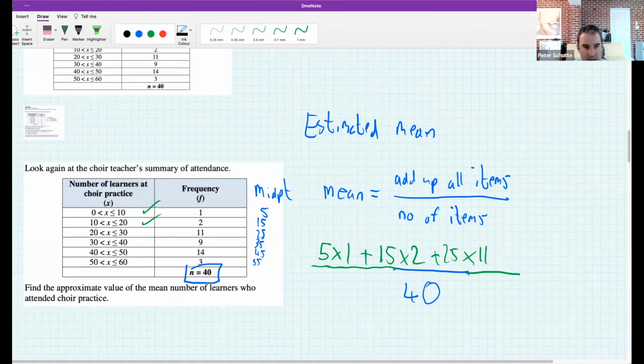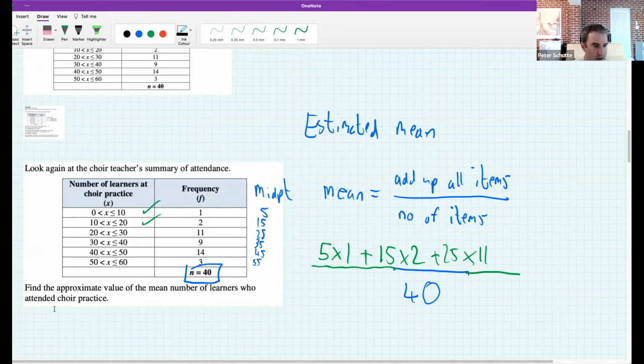How do you find the midpoint? Lusanda, what you do is you basically just add the 2 endpoints and divide by 2. That would be a good way of doing it. So halfway between 0 and 10, and then halfway between 10 and 20. So you add 10 and 20 and you divide by 2 and you get 15. Okay, so I hope that helps. So you don't divide 40 by 5. No, you don't. If you want the estimated mean, you add up all the items and then divide by the number of items.